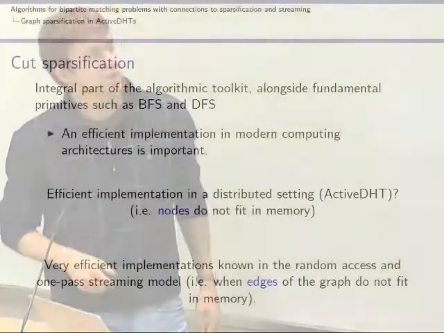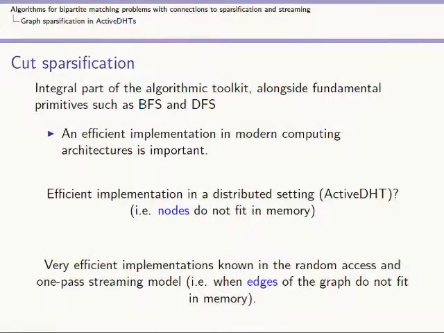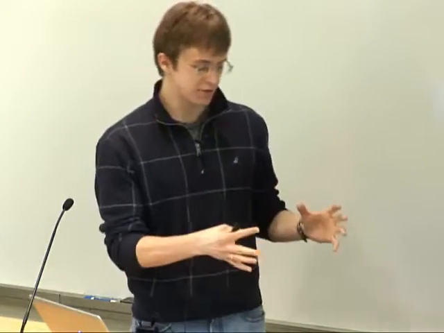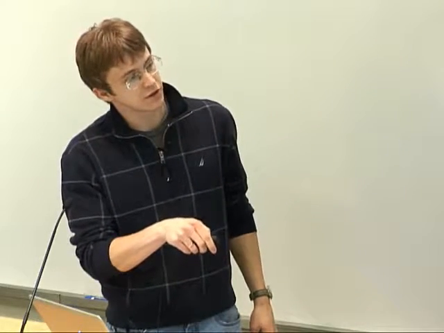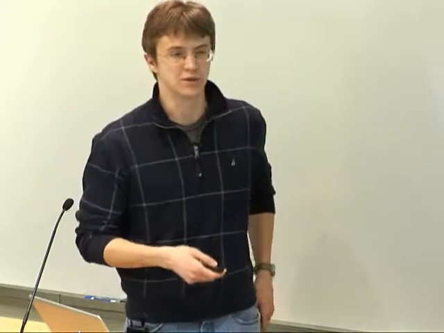So the question that we ask here is, can one get an efficient implementation of cut sparsification in a distributed streaming setting? Ideally, we want an algorithm that works in a single pass in a distributed streaming setting. To put this in perspective, one might think of the situation where the nodes of the graph do not fit into the memory of one compute node. And our architecture for this will be active DHT, which I will define in a few moments.